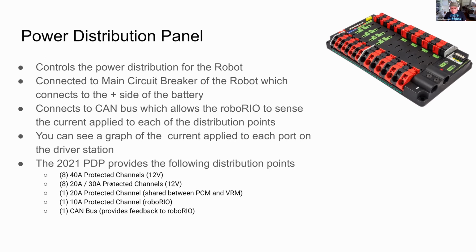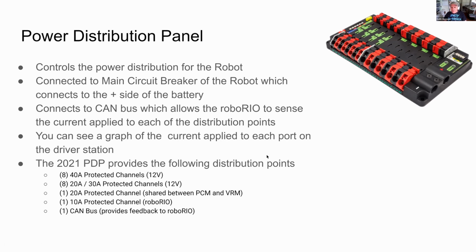Okay, so it has 8 high-powered channels up to 40 amps. We have 8 20 amp or 30 amp circuits, and we have some more 20 amp circuits, as well as another 10 amp. Then these 10 amp and low power 20 amps are back here. But so that's basically the unit that distributes the power to all of the other units in the robot.